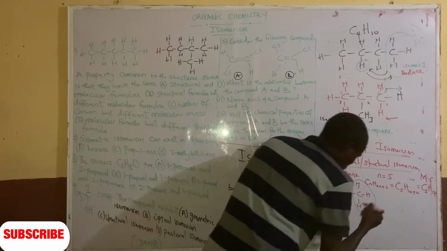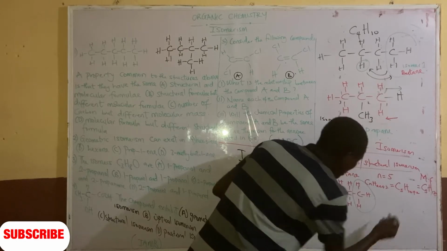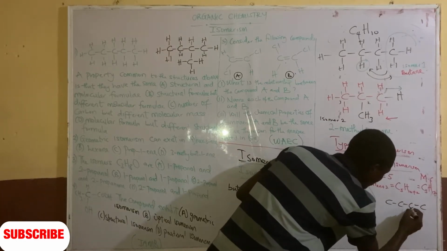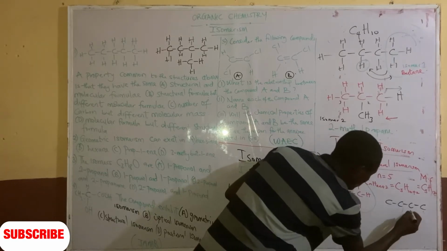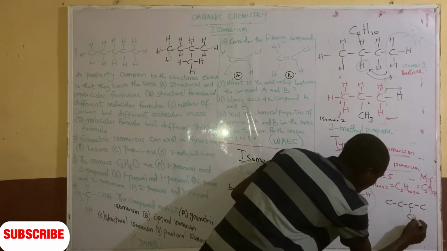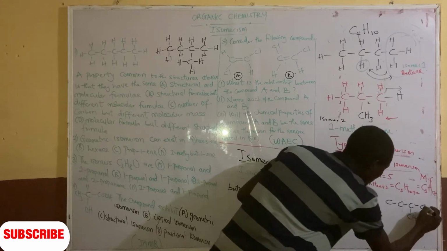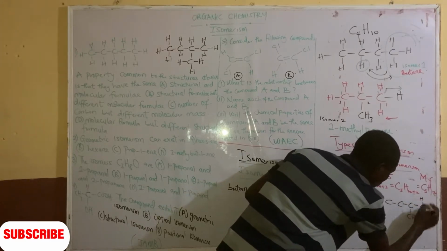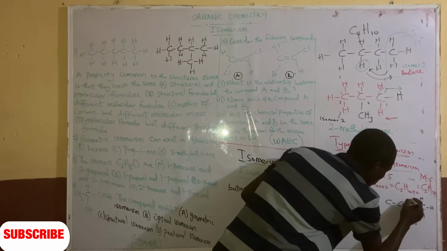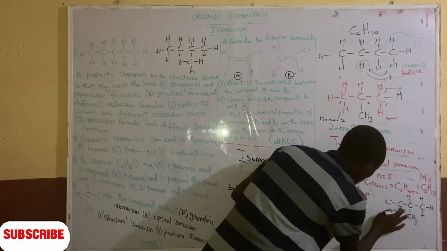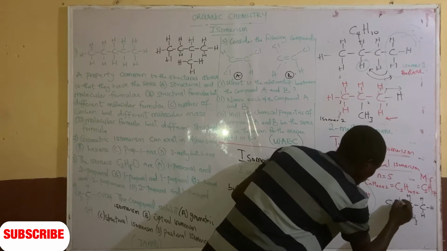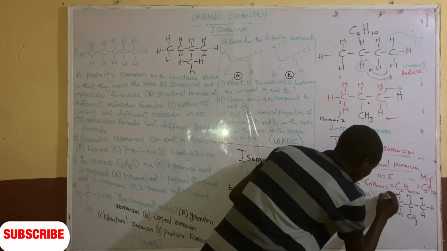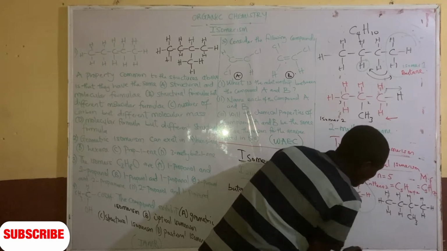So I'm going to have 4 carbons on a straight line. We have 4 carbons on a straight line, and I'm putting my substituent now, CH3, here, and my hydrogen is coming here. So we have H. So this is now. Look at this.